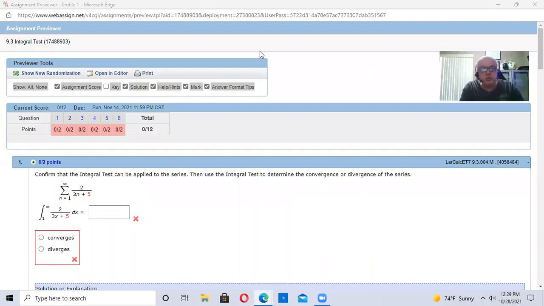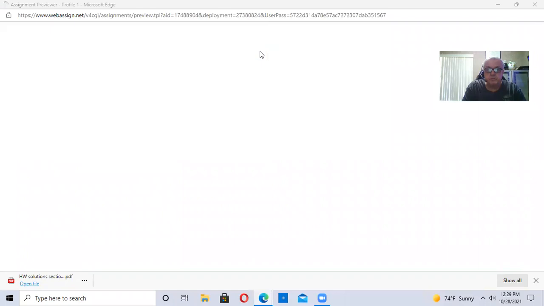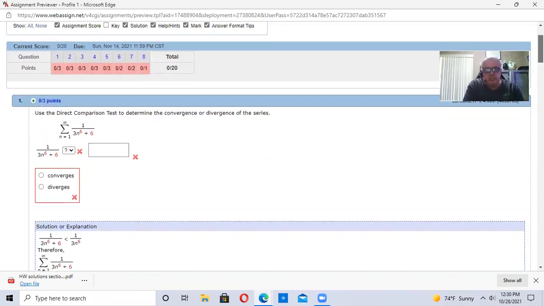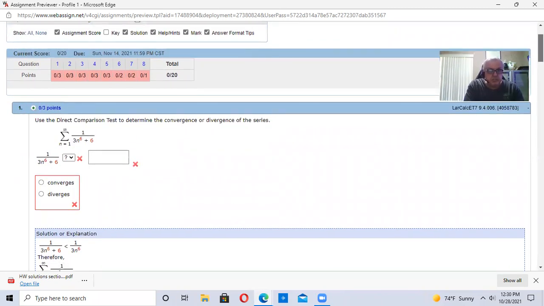Okay, this is the homework part. This is the homework part of 9.4. All right, let's take a look. Remember, most of this stuff is going to deal with the p-series and geometric series.